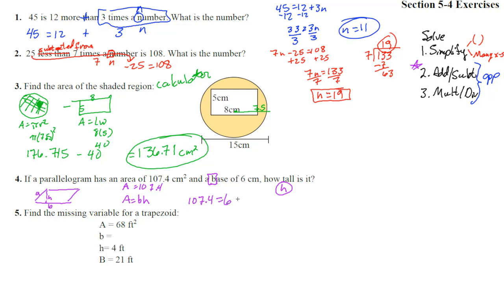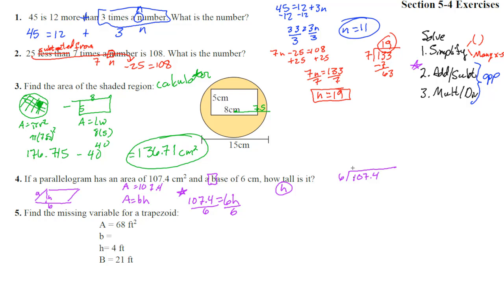So 107.4 equals 6 times h. And hey, look, we have an equation. Solve it. Simplify it. No parentheses, not many h's. Add or subtract anything? We can't. The term with h is already by itself, so just divide by 6. We only had one step. That is something we're going to have to do by hand.